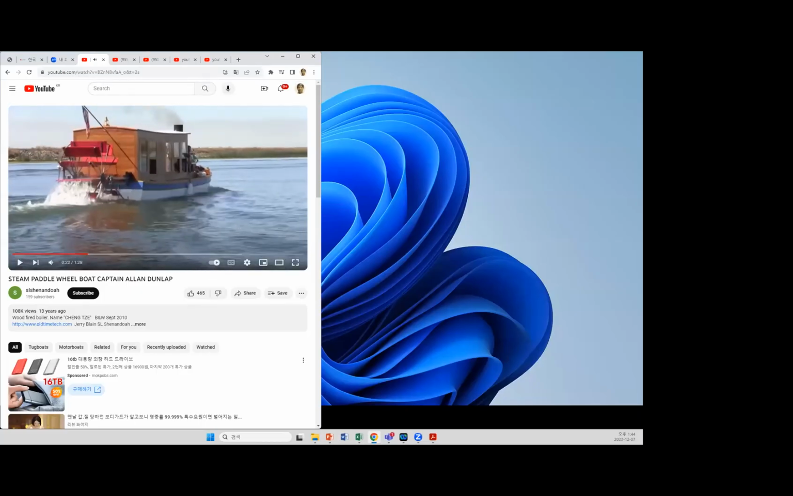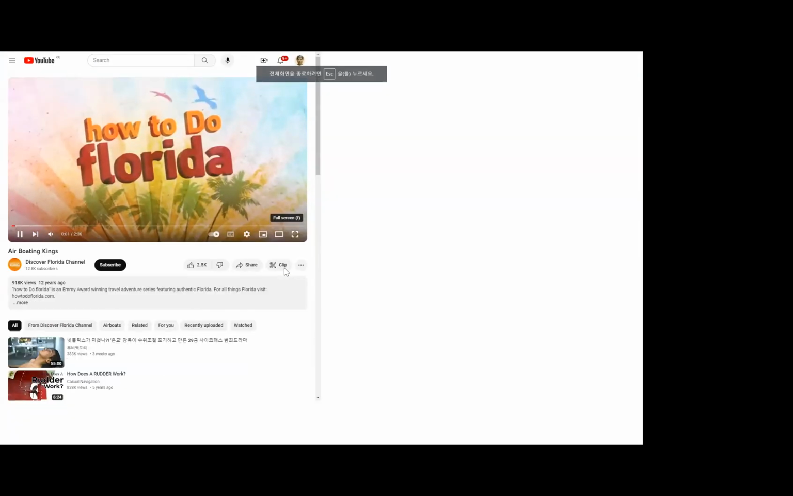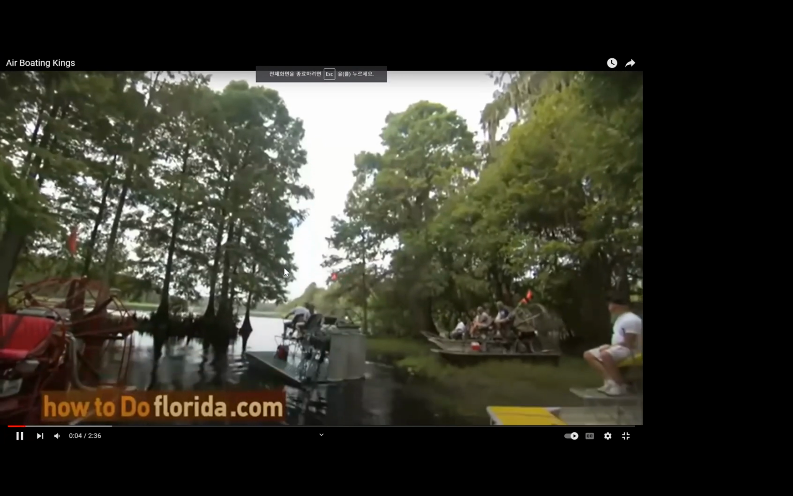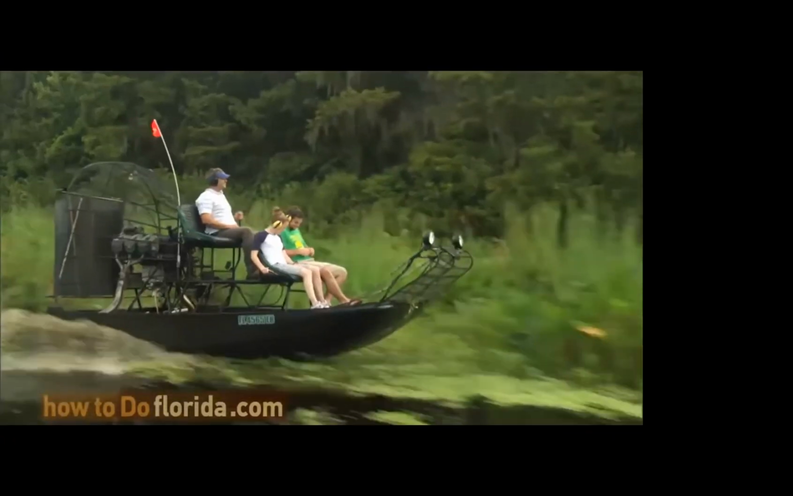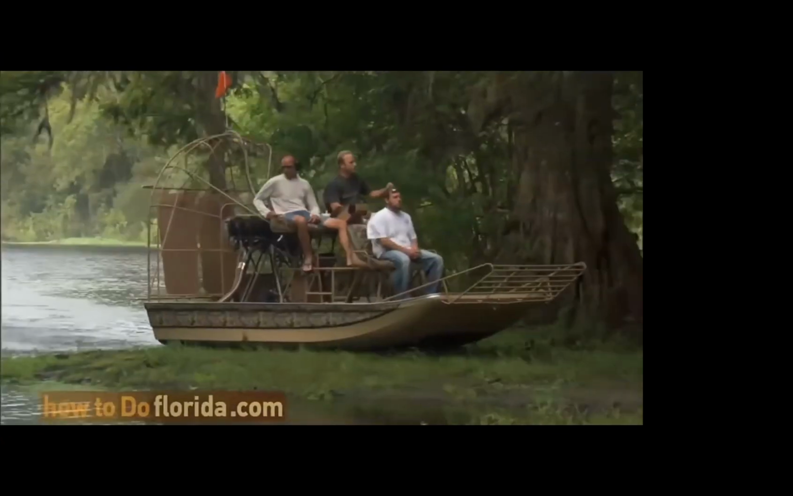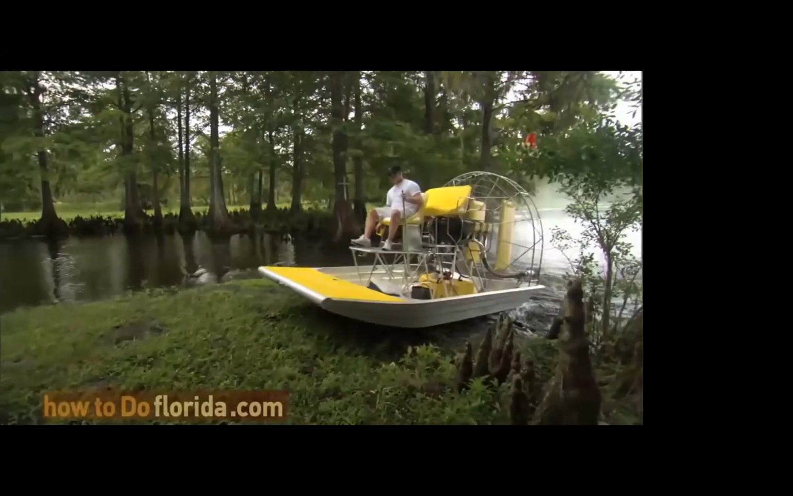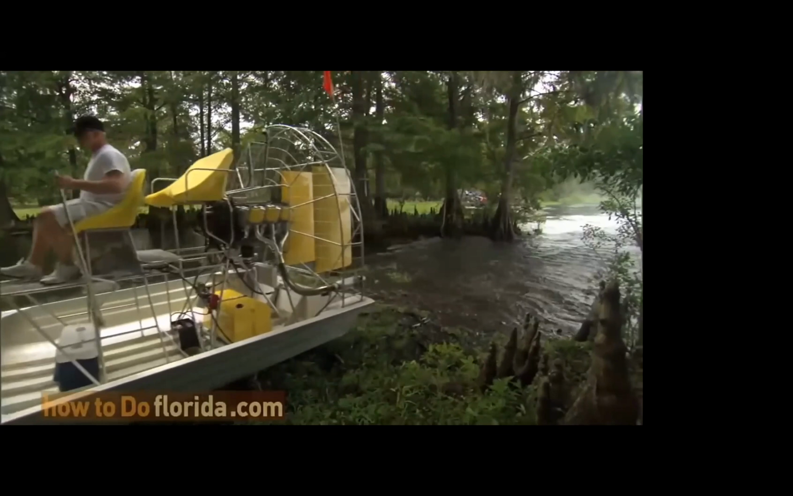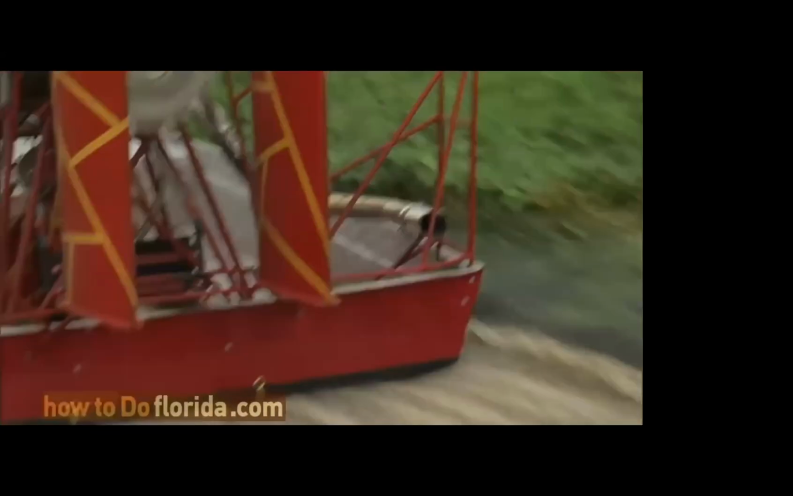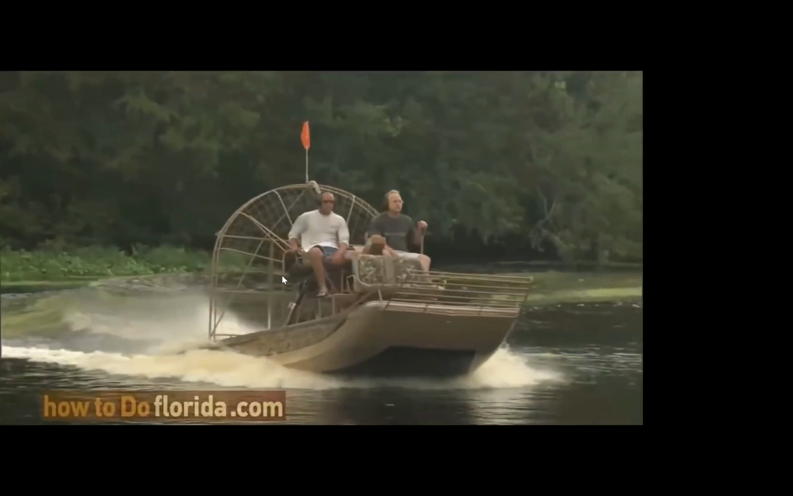So this is the paddle wheel. This is the air propeller.